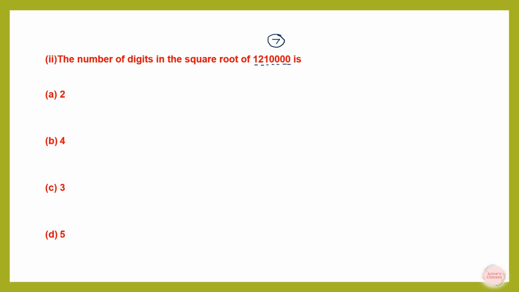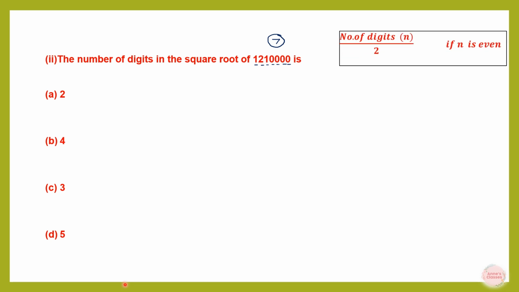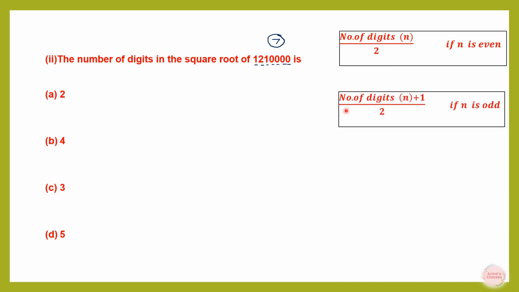So now there is a formula. The formula to find the number of digits in the square root of a number: number of digits n divided by 2, if n is an even number. That means n is this. So 7 is not an even number, so this formula is not applied here. Instead, if it is an odd number, there is another formula: number of digits is n plus 1 divided by 2, that is 7 plus 1 divided by 2, whenever n is an odd number. So the first thing you need to do is count the number of digits, and see whether it's an odd or even number.